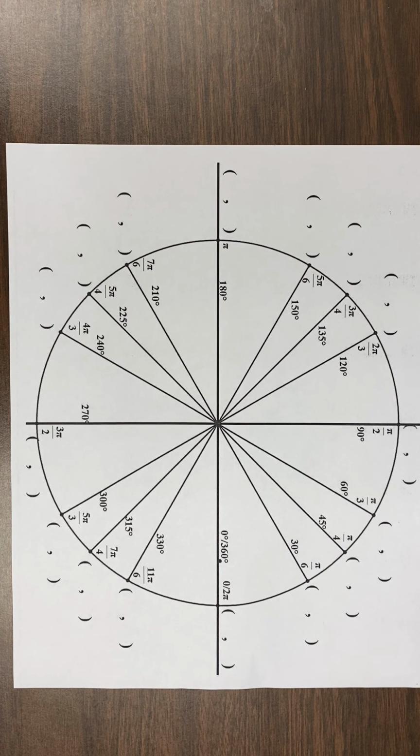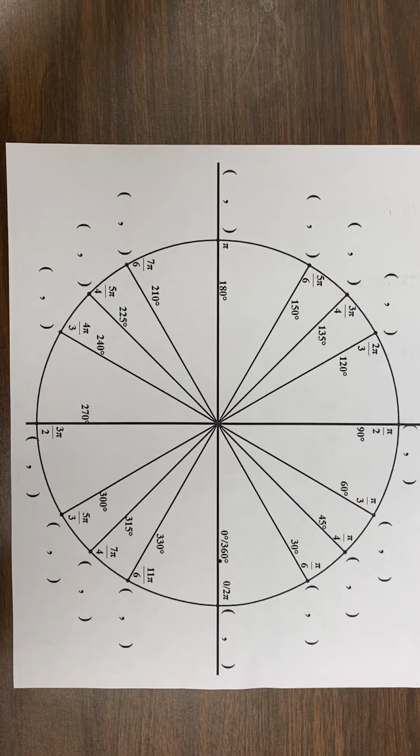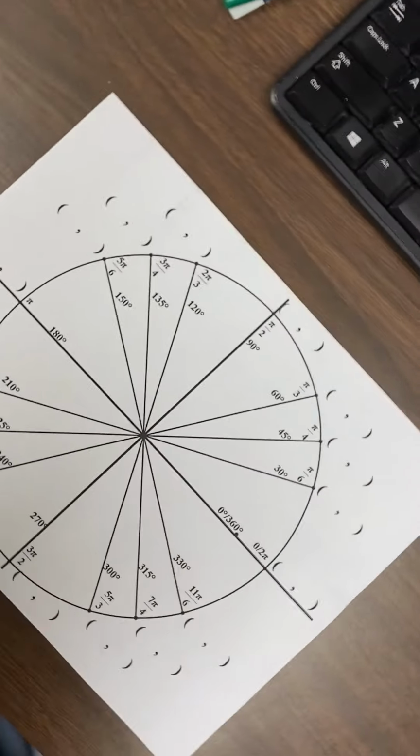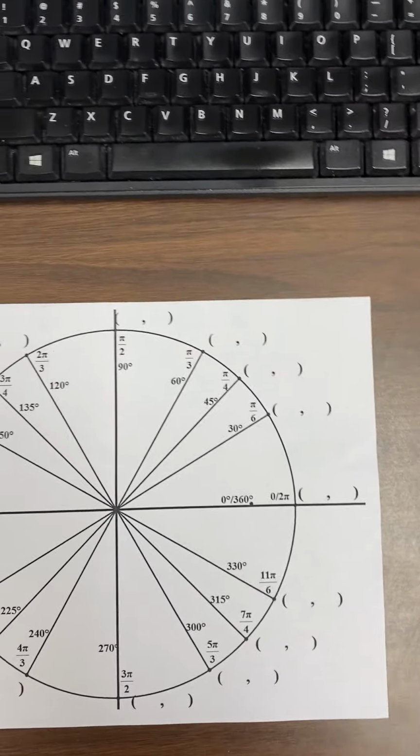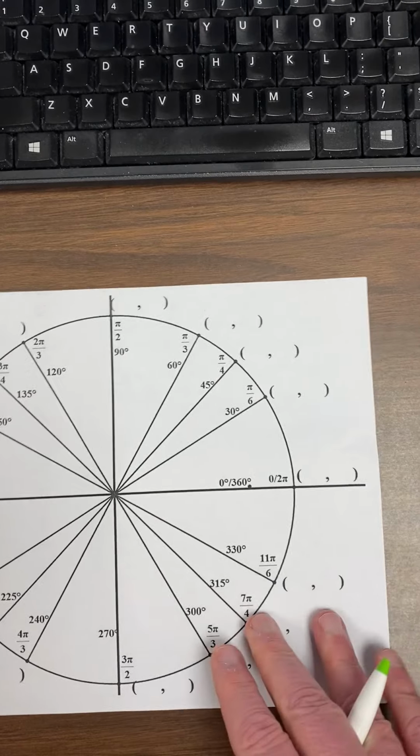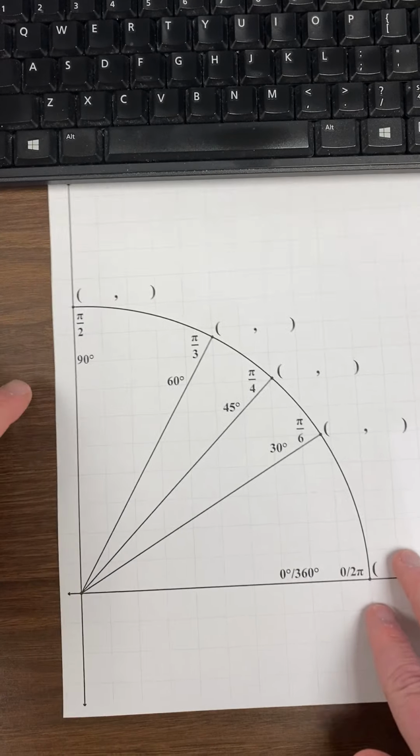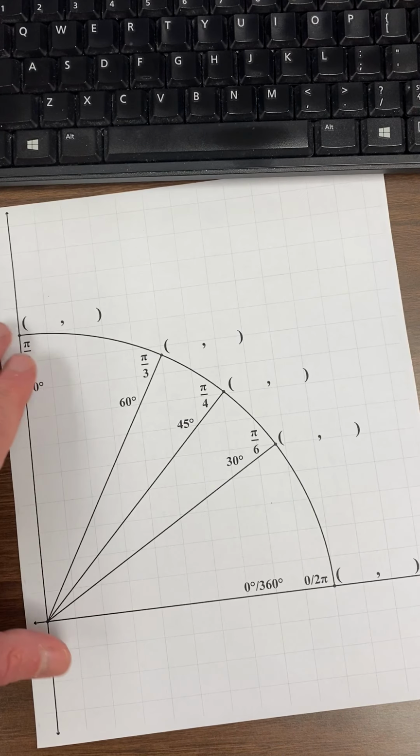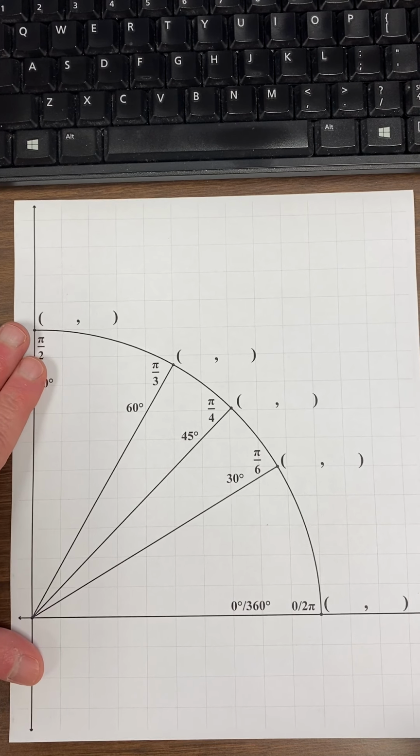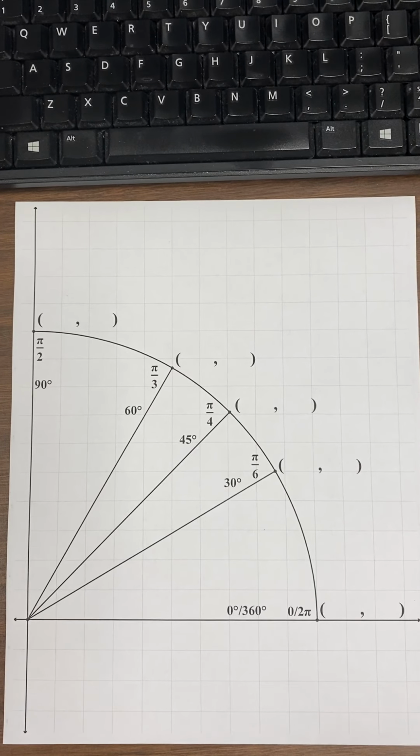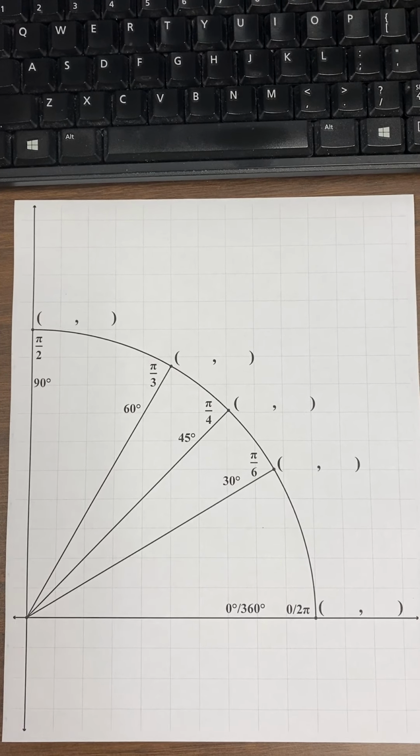And what we're actually going to do is, instead of learning all those, you might get dizzy here. I'm going to turn the camera. Instead of learning all those, we're really only going to need to know all of those values just over in the first quadrant. Okay, so let's do this. Let's talk about the values in the first quadrant.